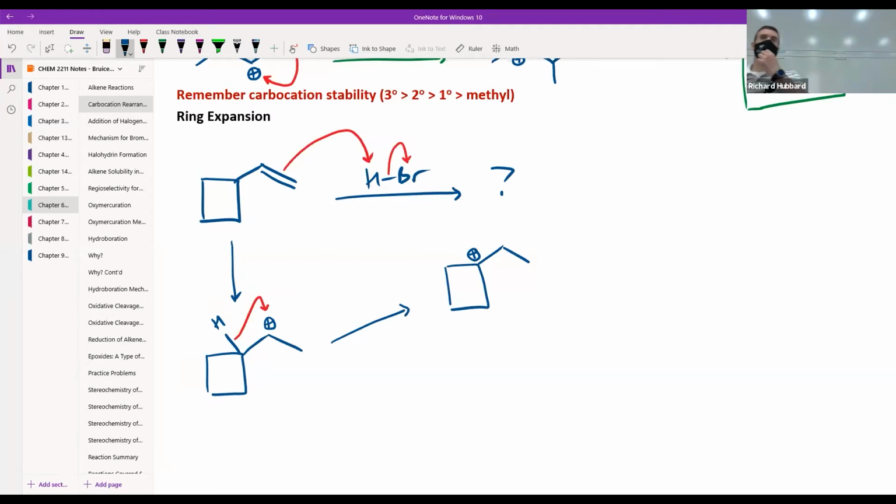Now, what do we think about that? At first glance, we look at it and we say, hey, that's a tertiary. So that feels right. But what else do we notice about that tertiary? What's our hybridization for our carbocation? sp2, so it wants to be 120 degrees. That's the ideal bond angle.